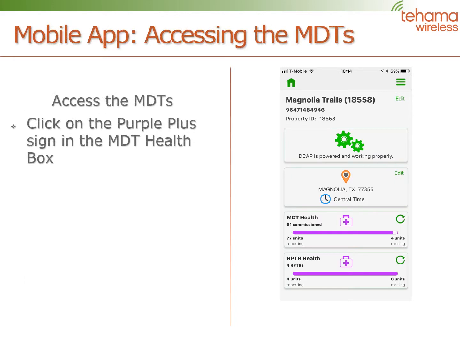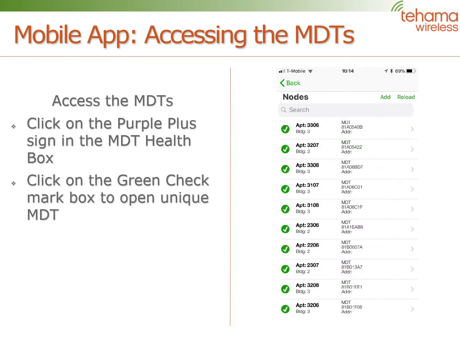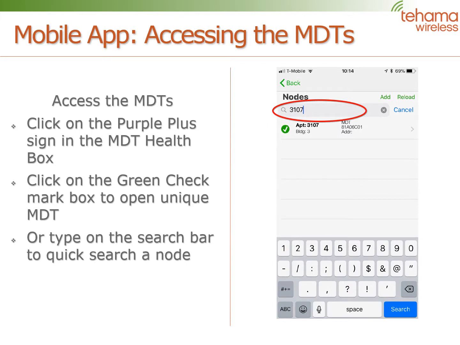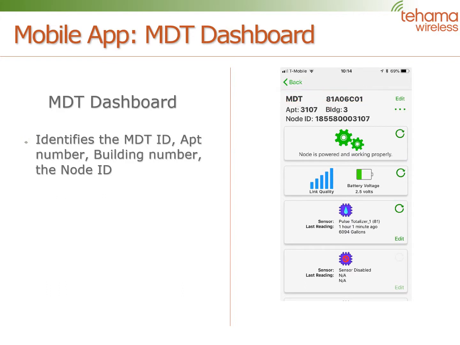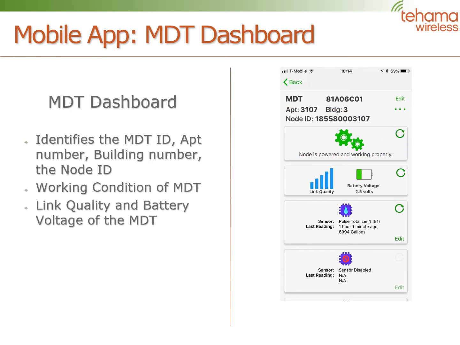To access the MDTs, click on the purple plus sign in the MDT health box. Then click on the green checkmark box to open a unique MDT, or type in the search bar to find a node MDT. After you have selected the MDT, you will be brought to the MDT Dashboard. Here you can identify the MDT ID, apartment number, building number, and node ID, as well as the working condition of the MDT, the link quality and battery voltage, and lastly, the sensor configuration.